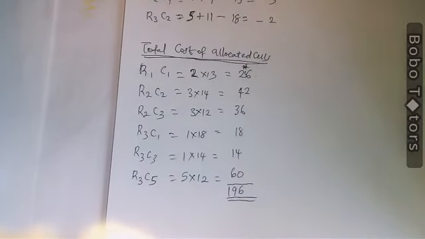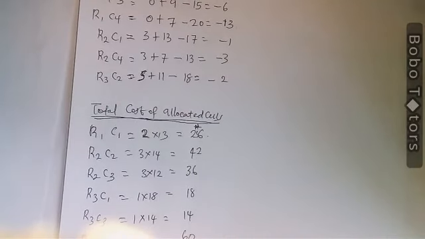So if you have any question, feel free to ask me, and in the next video I'll be using the minimum cost method instead of the northwest corner method that I've used earlier as the method of allocation.